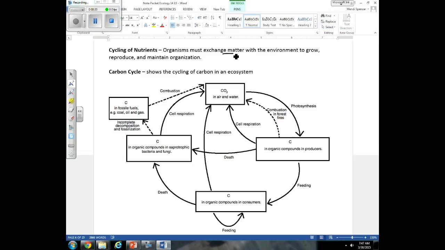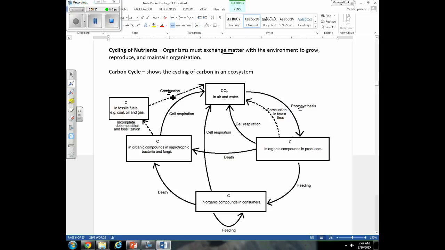Now, when you see a diagram of these cycles, it doesn't mean that you need to commit it to memory, but you do need to understand what the arrows mean and be able to identify what is occurring in some of these different processes like photosynthesis, respiration, and what we mean by combustion.